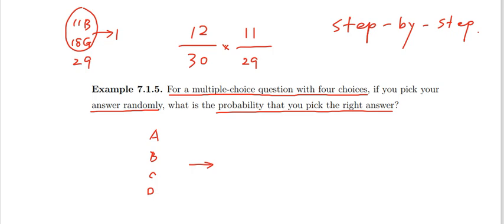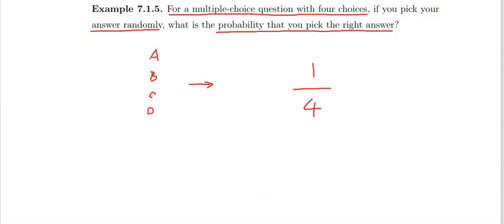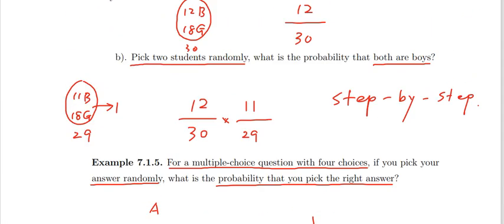Okay. So the probability you can get the correct answer is 1 over 4, right? So we can say you have so much chance you can get the correct answer. 1 over 4. Okay. So for those problems, we just pick we have only one question or pick 2 students.